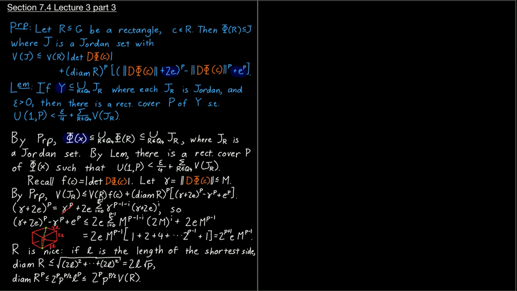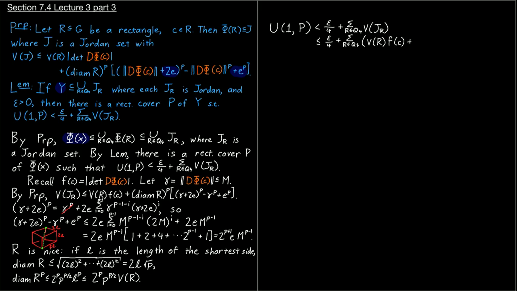Let's wrap the whole thing up. We can put this all together. Now, the upper sum of 1 over the rectangular cover P is less than, we had our epsilon over 4 wiggle room. Then sum over all the rectangles in Q4, the volume of the Jordan set J sub R, which we've worked out what that is. It's the volume of R times F of C.